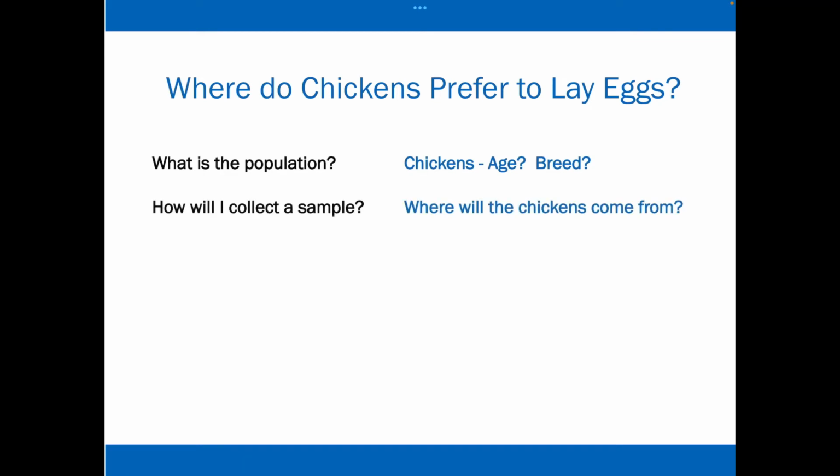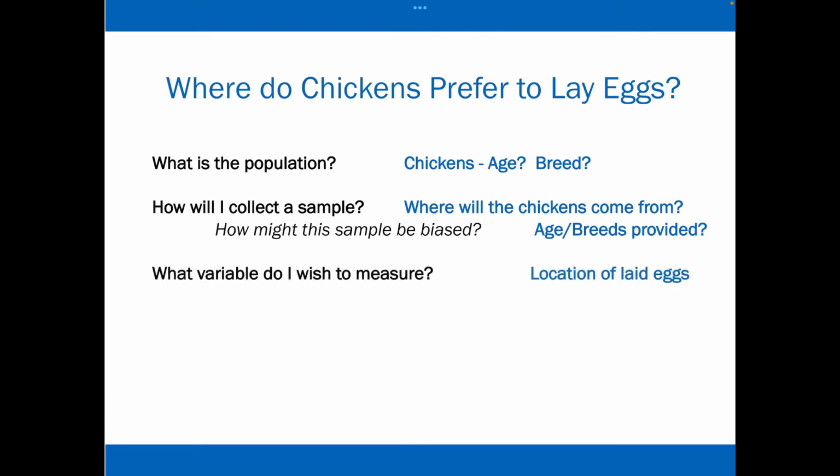Because what we're going to want to do is collect a sample. And if I want my population to be all chickens everywhere, I can't only take a sample from backyards. I have to take a sample from chickens everywhere. And if I want my population to be all breeds of chickens, then I can't just take a sample of the breeds that I have on hand. I would have to find some more breeds. So these are all ways that we might be biasing our sample if we're not considering things like age and breeds and where the chickens are coming from.